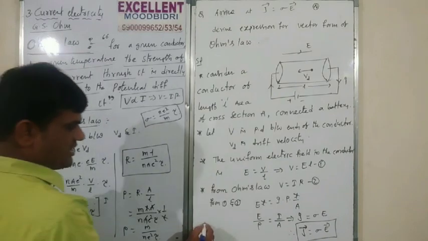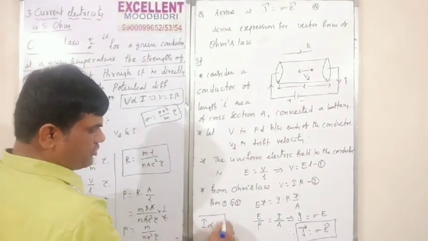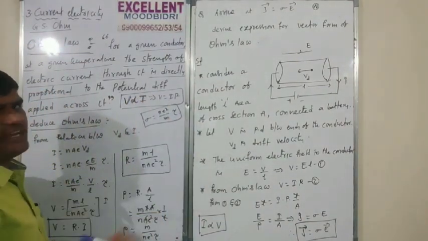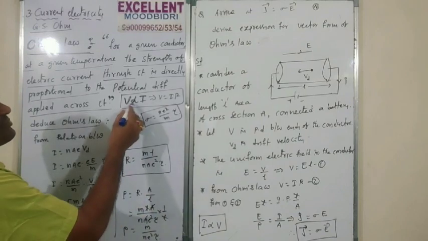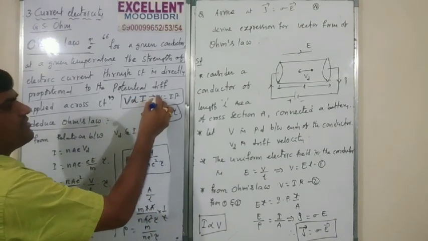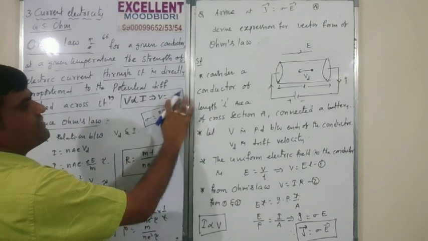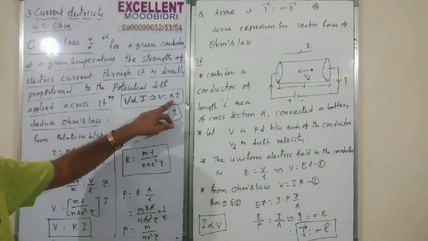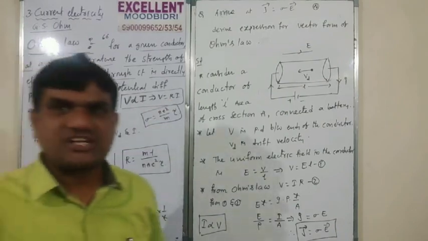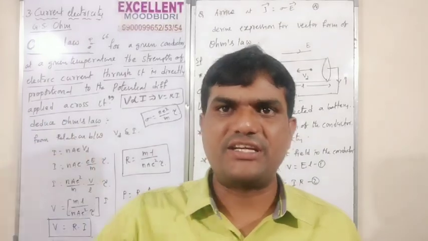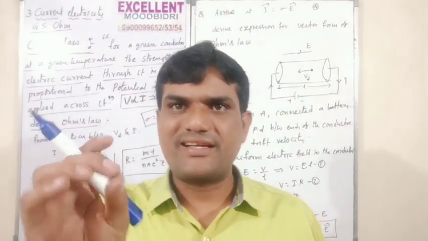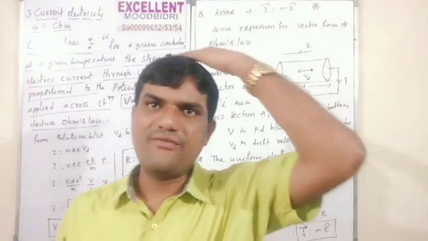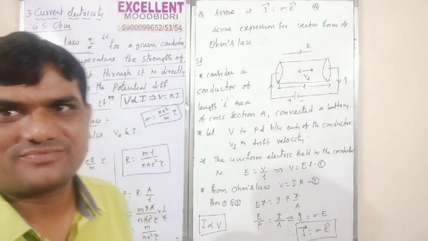What does that mean? I is proportional to V, or V is proportional to I. Any formula, no problem. So V is proportional to I is nothing but V is equal to a proportional constant. We will consider R only. Your proportional constant is R. R is nothing but the resistance of a given material. What is the meaning of the resistance of a given material?